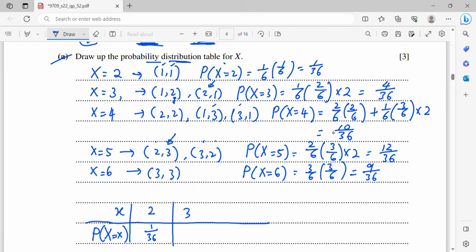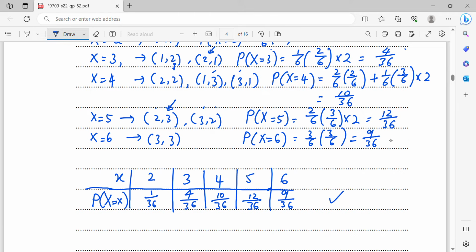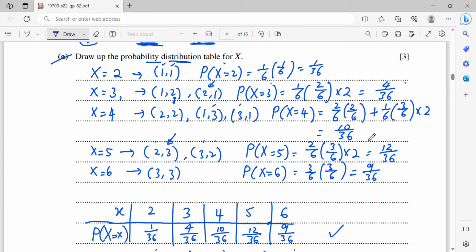Now, when x equals 3, the probability will be 4 over 36. When x equals 4, it will be 10 over 36. Then 5, it will be 12 over 36. And when the total is 6, or x is 6, I'll get 9 over 36. To confirm that this table is correct, make sure the total of all these probabilities is 1. So we have solved part A.